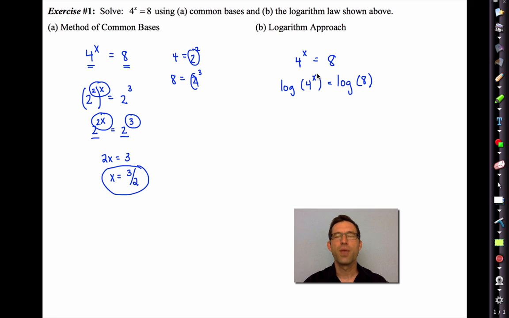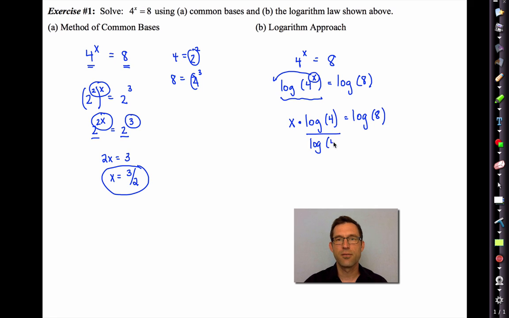That's something totally different. And what I can now do with this logarithm is use that log law that pops that x out. So I'll get x, and I'm going to put a little dot there for multiplication, times the log of 4 is equal to the log of 8. Now, of course, I can solve for x by dividing both sides by the log of 4. So x is equal to the log of 8 divided by the log of 4.